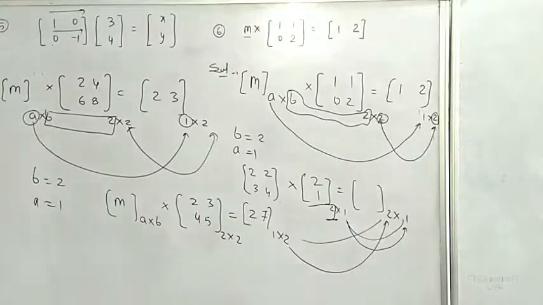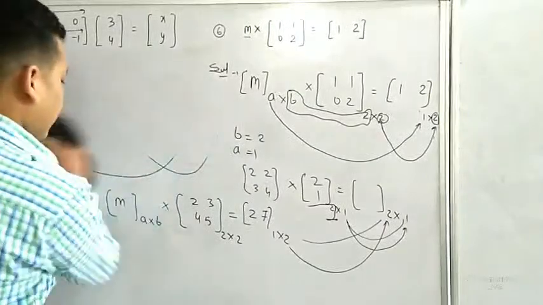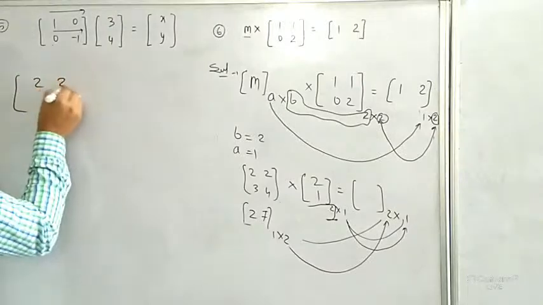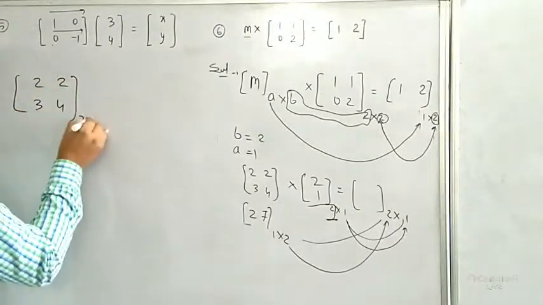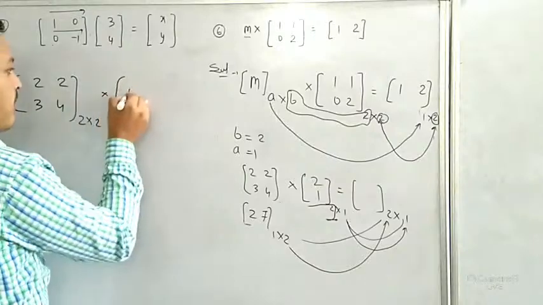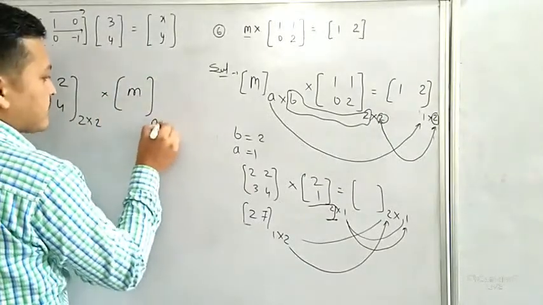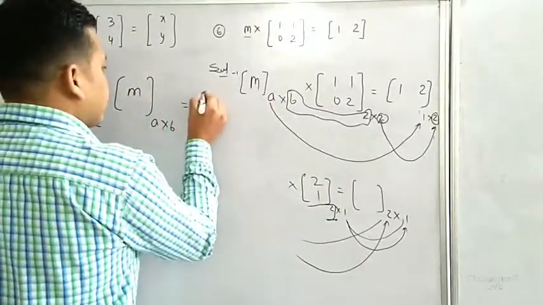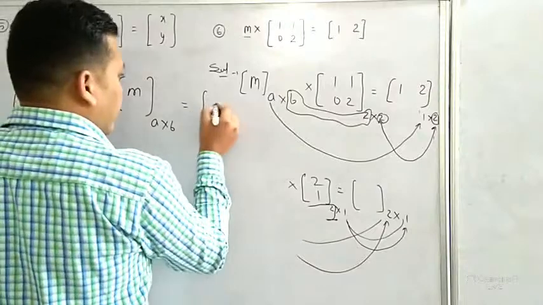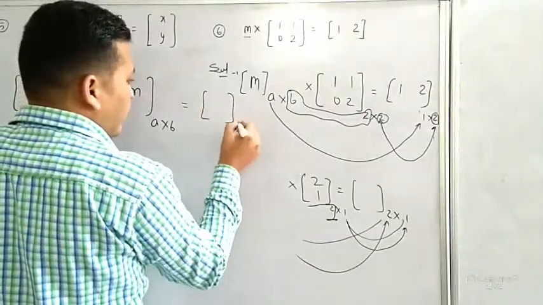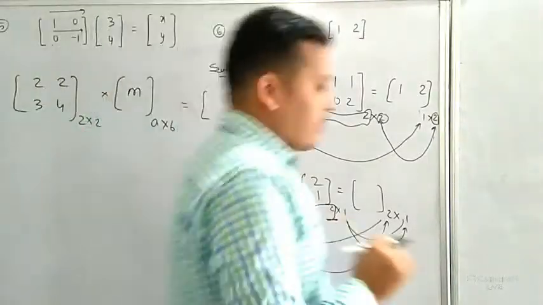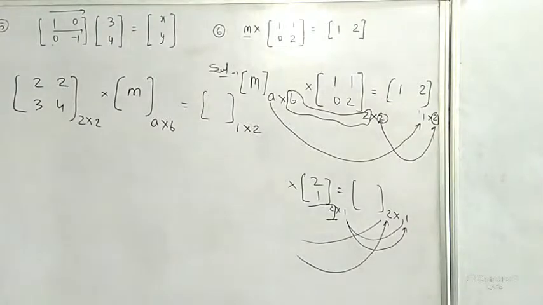Next one is, let's see. Please solve this question and send your answer in the comment section. 2, 2, 3, 4, its order is 2 cross 2. M, and let it be A into B. And the answer is coming here, suppose its order is 1 cross 2. So now tell me what is the value of A and B?